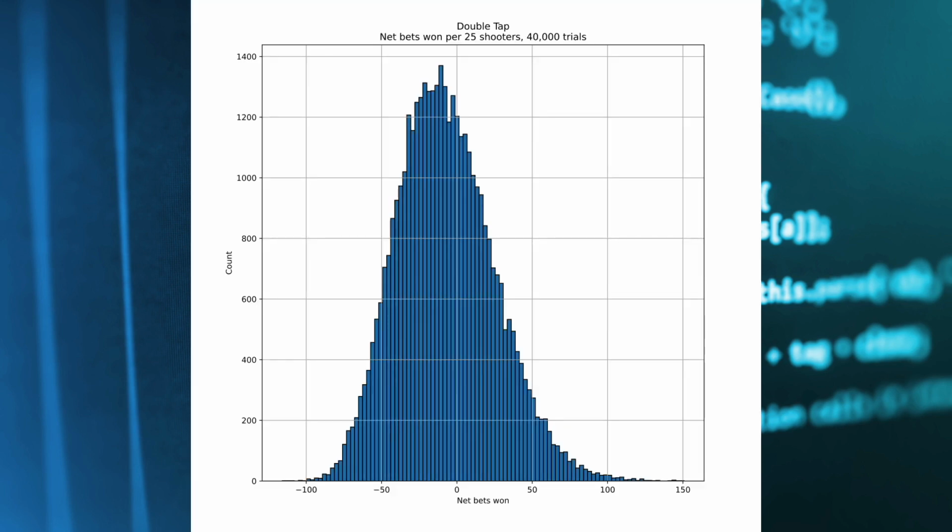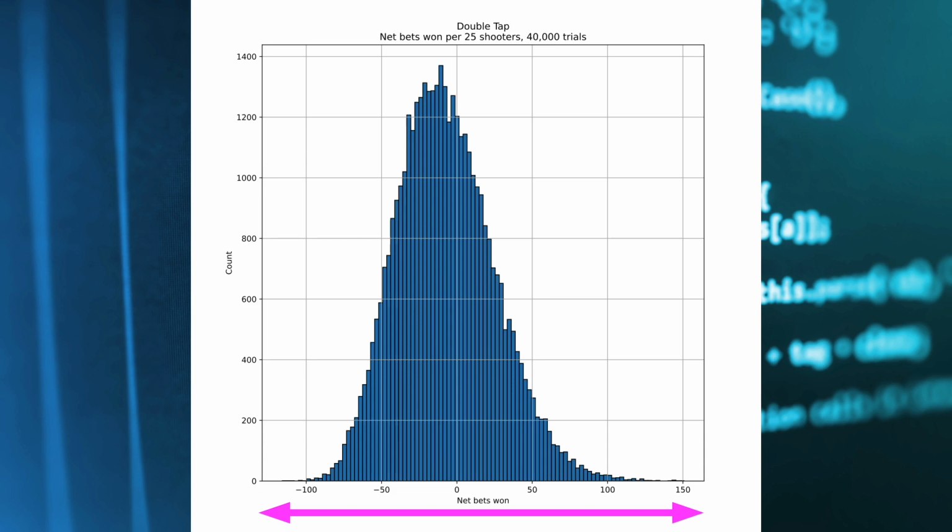This is the first plot we'll look at. It's called a histogram. It's in its bare form right now, so I can explain it. I'll add some reference lines to it in a minute. First, the bottom axis is the number of bets won per 25 shooters. From 0 to the right, the numbers are positive, indicating winnings. To the left of the 0 are negative numbers, indicating losses.